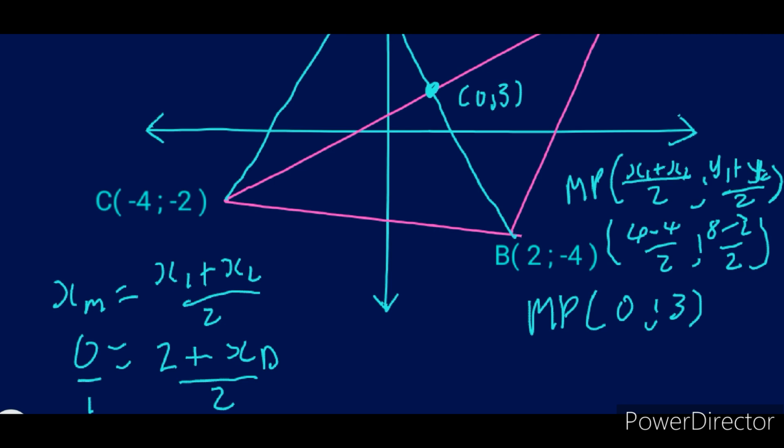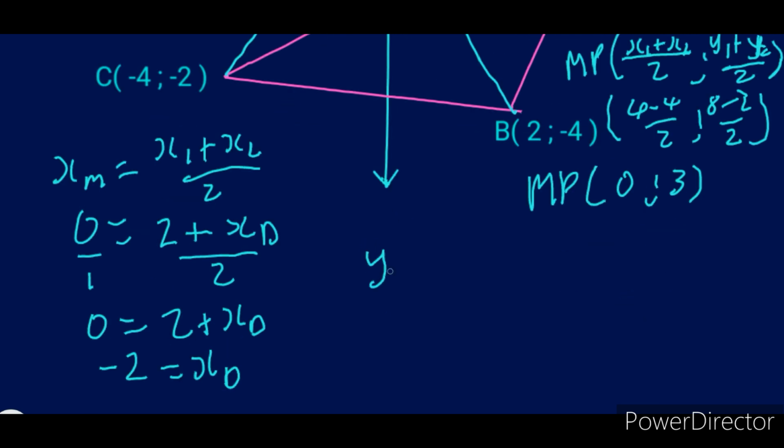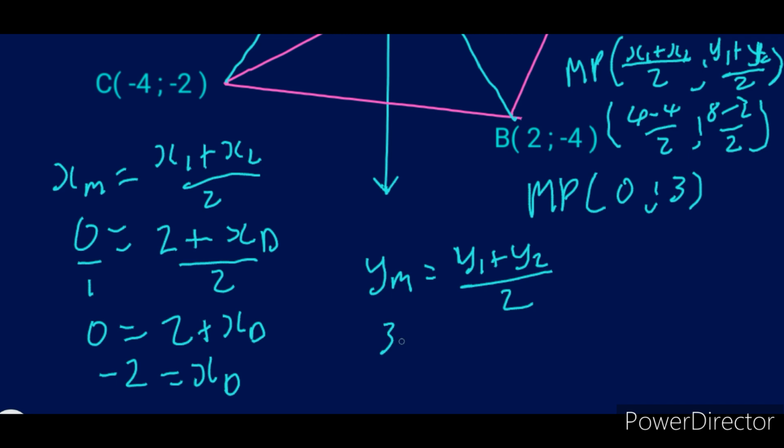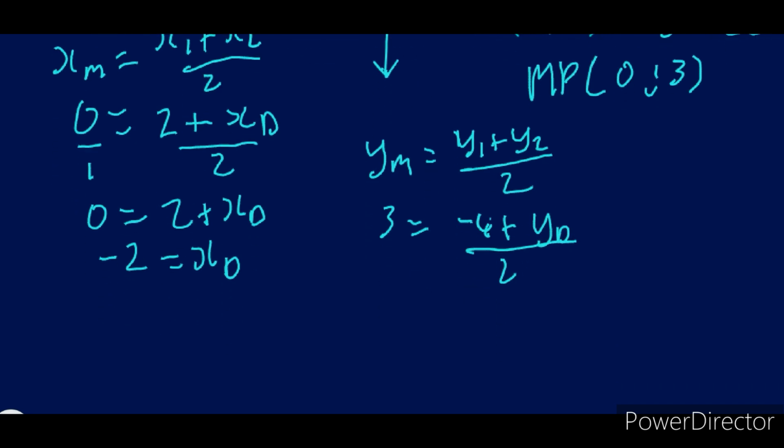So in order to find the y value, we're going to say the y value of the midpoint is the same as the first y value plus the second y value divided by 2. So the y value of the midpoint is 3. So therefore we're going to say 3 is equal to the first y value, which is -4, plus the second y value, which is what we're looking for. So the second y value is the y value of D, divided by 2. And then from here, we can simply cross multiply. So we'll say 3 times 2, which is 6. And then 1 times this stuff, which is exactly the same stuff. So there we have it.